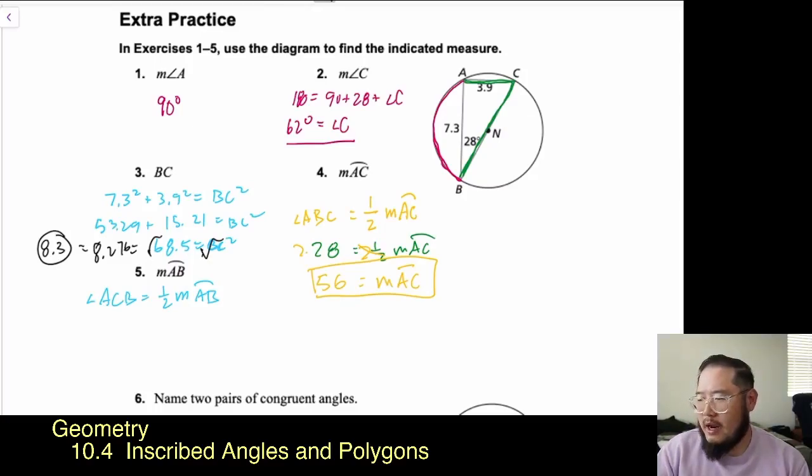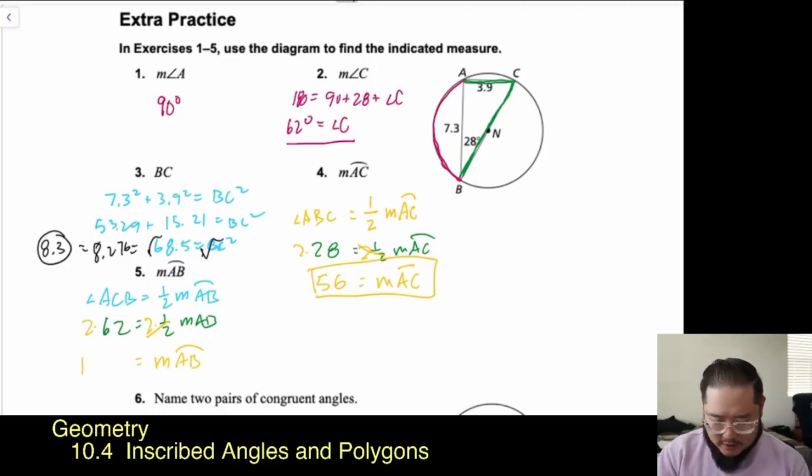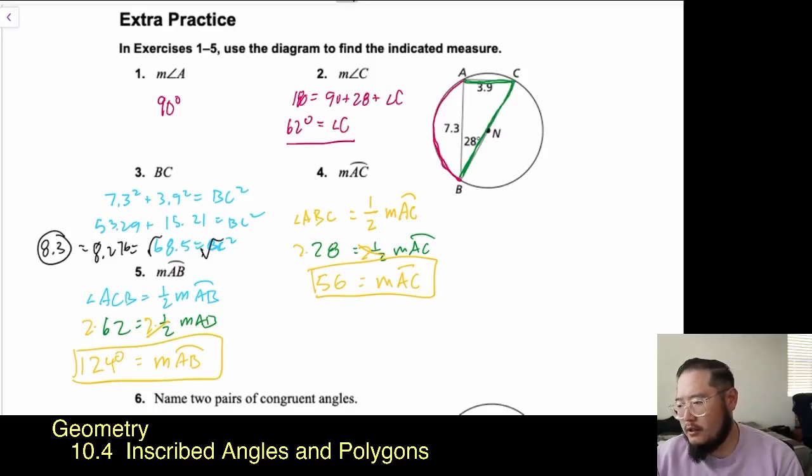Well, I have to know what angle C, or measured angle ACB, is, and based off of number 2, we realize that that is 62 degrees. So if I take 1/2 the measure of arc AB, I've got to get AB, that arc, by itself. So same thing, we'll multiply both sides by 2. And the measure of arc AB ends up equaling 124 degrees. So this is 124.